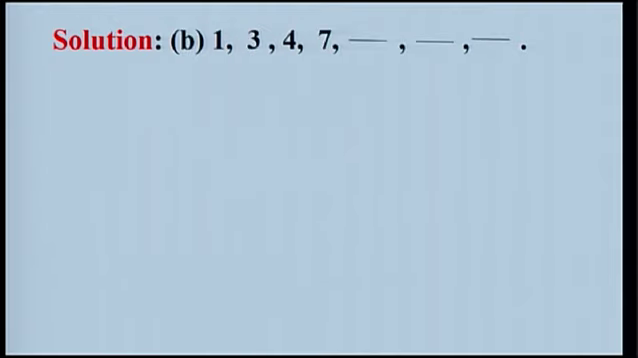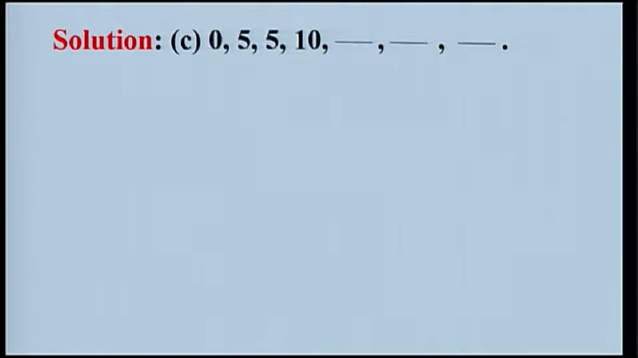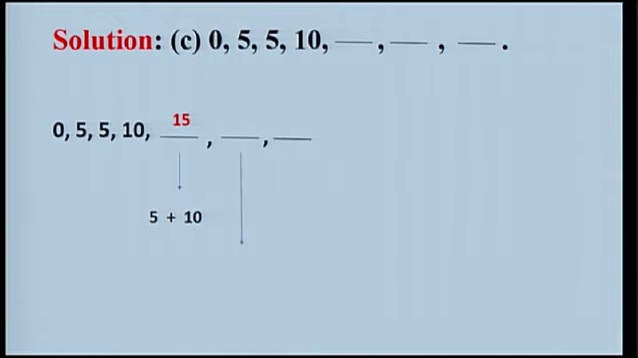Part B, 1, 3, 4, 7. So here again, I need to add the two previous terms, that is 4 plus 7, 11. Next one, 7 plus 11, 18. And then 11 plus 18, which is 29. Part C, 0, 5, 5, 10. So again, I add the two previous terms, that is 5 plus 10, 15, 10 plus 15, 25, and 15 plus 25, 40.